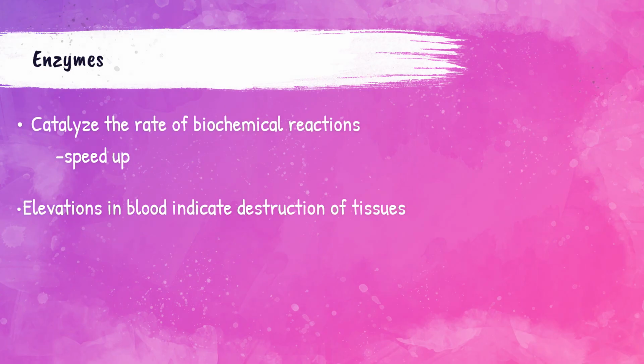So what are enzymes? These are substances that are produced in the body that act as a catalyst to bring about a specific biochemical reaction. And when I say catalyst, I mean they speed up that biochemical reaction. So we can use enzymes as clinical laboratory professionals to determine tissue damage. Elevations of certain intercellular enzyme levels in the blood indicate a destruction of the specific tissues in which these enzymes are located.